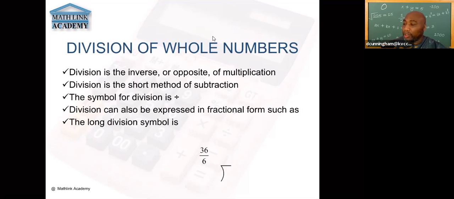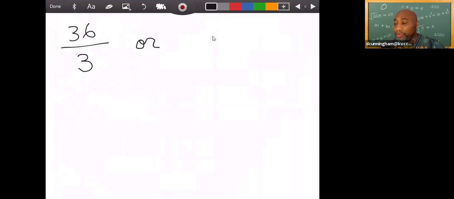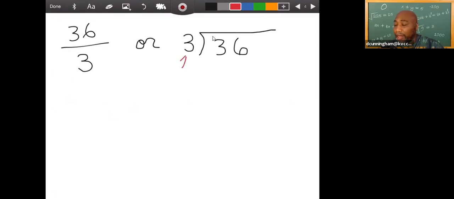So I'm going to actually show you how we can write this. In our case, we could say 36 divided by 3. That's a fraction, 36 divided by 3. Or you can write this, how many times the 3 goes into 36? This is our divisor, and this is our dividend. The answer on the top will be our quotient.